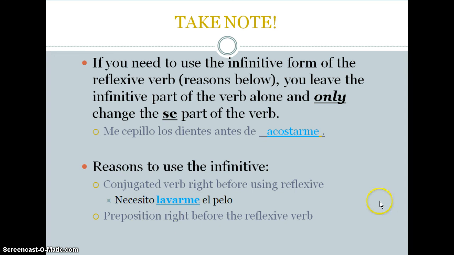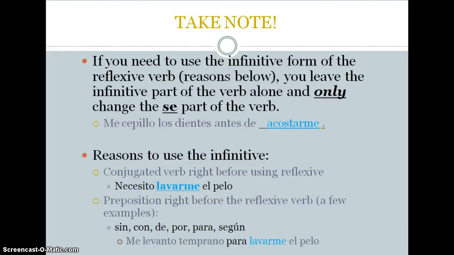Or a preposition right before the reflexive verb. There's several other prepositions, but some of the more popular ones are sin, con, de, por, para, según. Anytime you see those right before a verb, it's going to be in the infinitive. Me levanto temprano para lavarme el pelo. I wake up early to wash my hair.